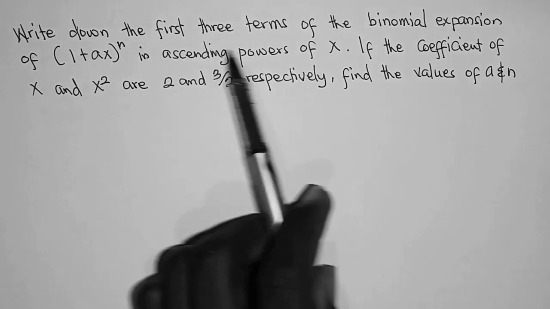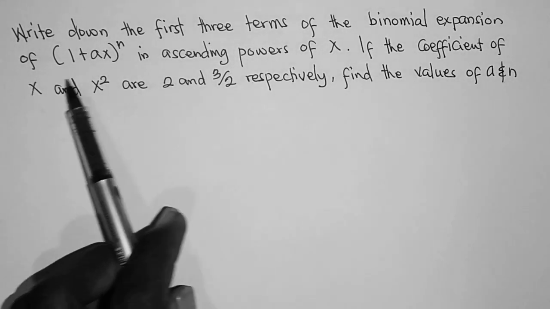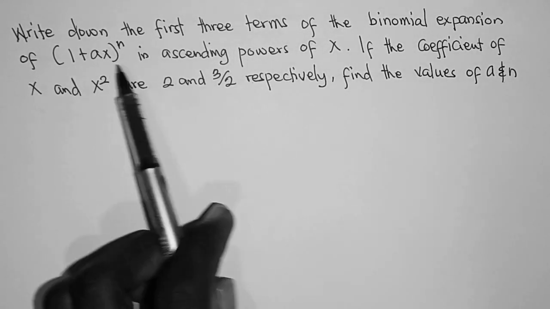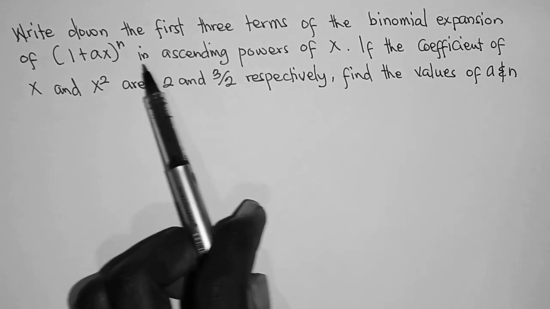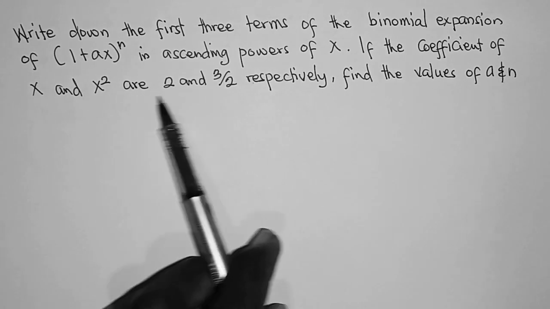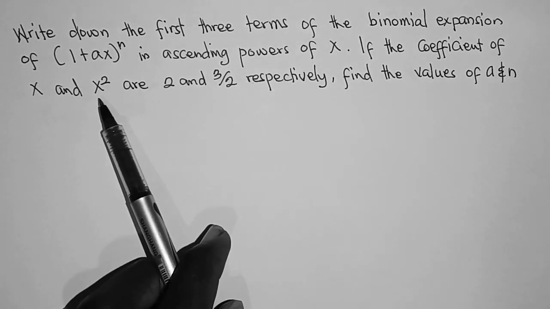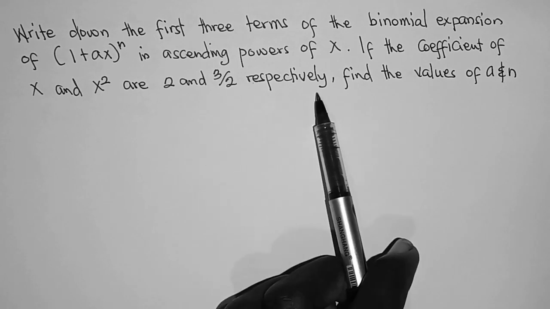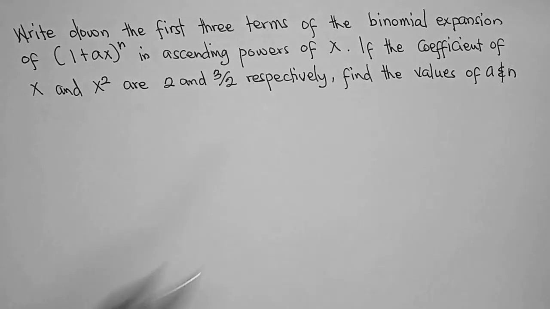Write down the first 3 terms of the binomial expansion of (1 plus ax) exponent n in ascending powers of x. If the coefficients of x and x squared are 2 and 3 over 2 respectively, find the values of n.